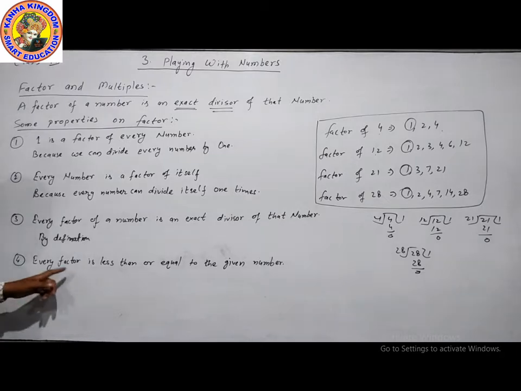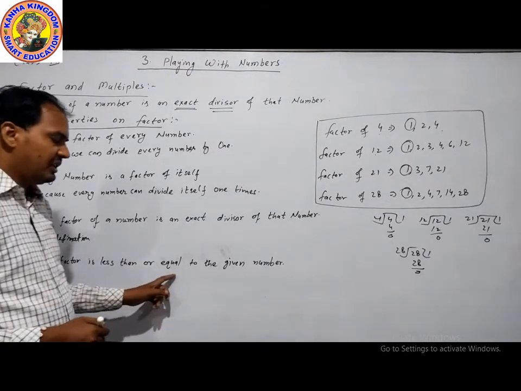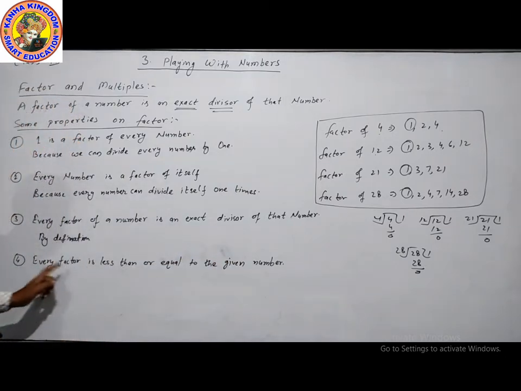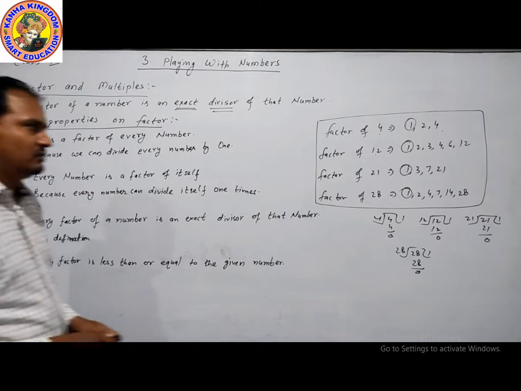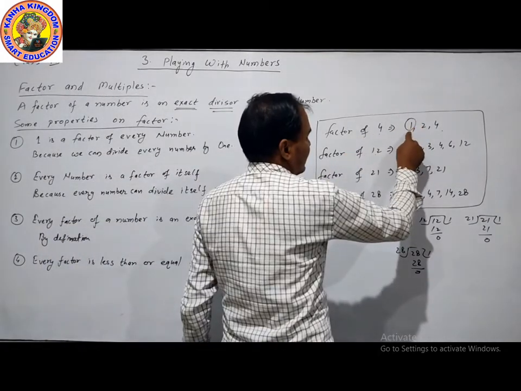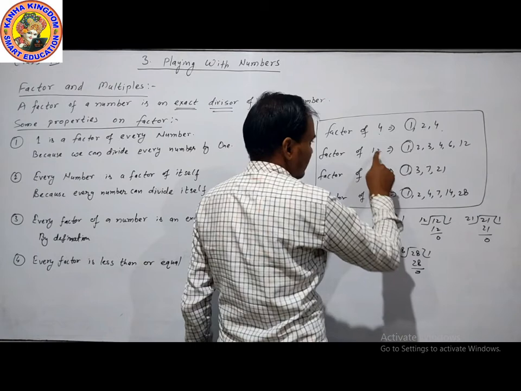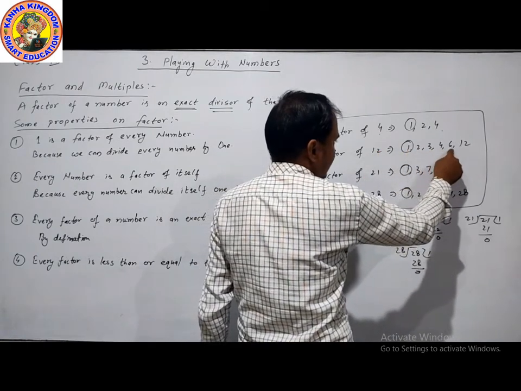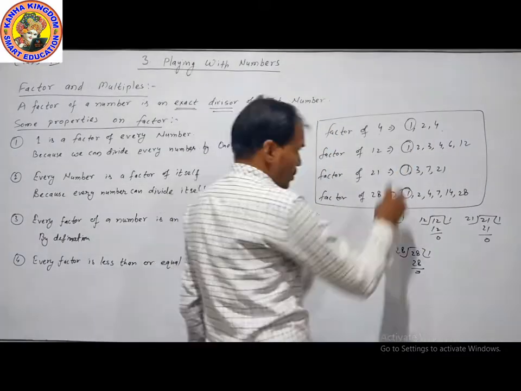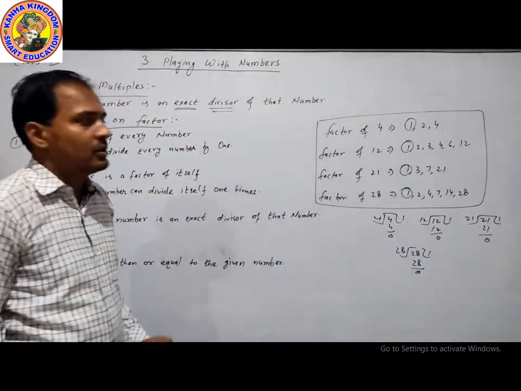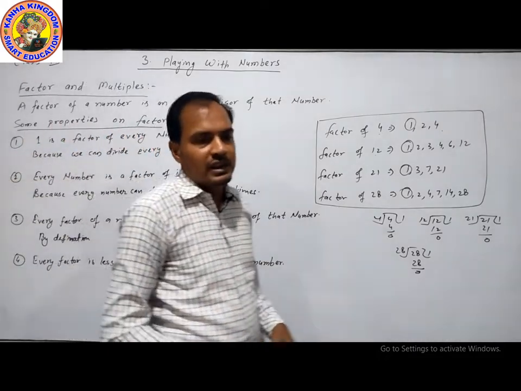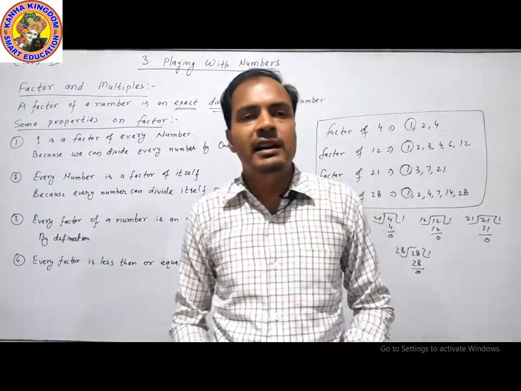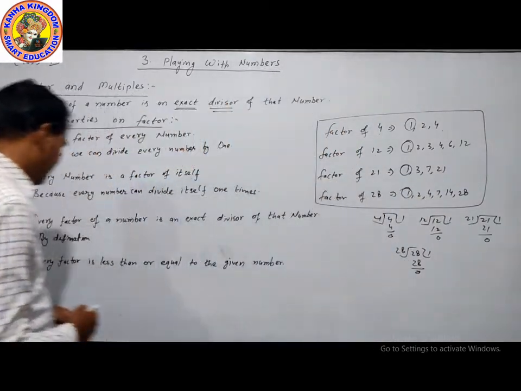Fourth, every factor is less than or equal to the given number. Factors of 4 are 1 less than, 2 less than, 4 equal. Factors of 12 are 1 less, 2 less, 3 less, 4 less, 6 less and 12 is equal. No factor is greater than 12, because a greater number cannot divide the given number.